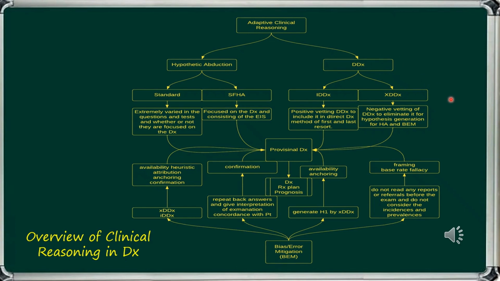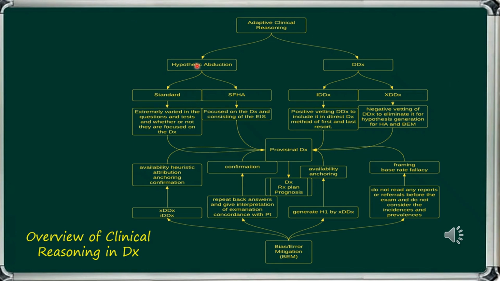Exclusionary differential diagnosis, on the other hand, is where you eliminate the diagnoses you've listed by a single test, possibly, or a single question. It's much quicker, and it's more valid, really. If you've got a highly sensitive test and it's negative, you can get rid of that diagnosis, at least provisionally. This is used for generating the hypothesis with hypothetic abduction and also for bias and error mitigation.